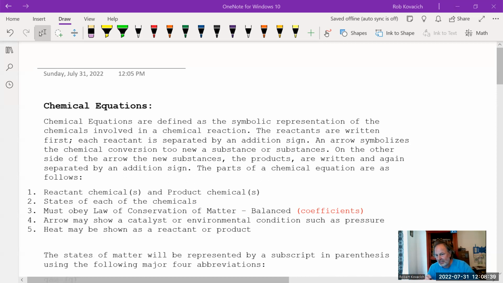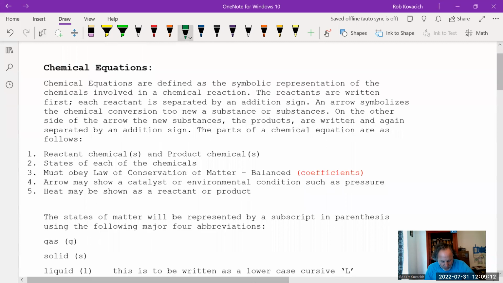There's going to be an arrow that separates my reactants from my products, and over that arrow or below that arrow, there could be an environmental condition, such as platinum, and so that could be a platinum catalyst, or it might say 180 degrees Celsius, or it might say UV, for UV light causes this reaction to occur. And then the last one, heat could be used, shown as a reactant or a product, and that is shown with a delta, which is a triangle. So the capital delta letter is a triangle.